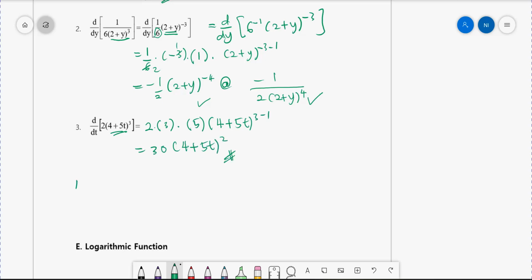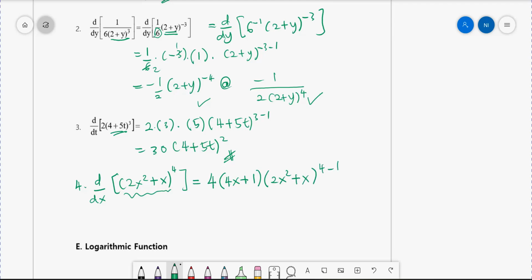Okay, the same goes here. If we have differentiate, let's say, (2x squared plus x) to the power of 4. So first bring the power forward, differentiate inside the bracket here. It will be differentiate 2x squared is equal to 4x, differentiate x equal to 1, and then next rewrite the function itself, (2x squared plus x) to the power of 4 minus 1, and then simplifying.